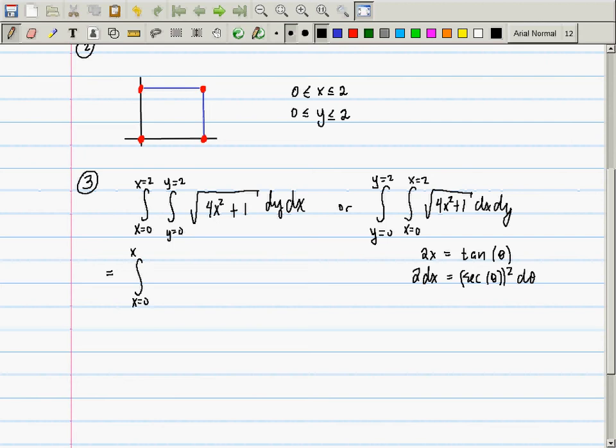So x is 0 to x is 2. So then my claim was that we should say that this is now the square root of 4x squared plus 1, y evaluated from y is 0 to y is 2, dx. So this becomes the integral from x is 0 to x is 2, the square root of 4x squared plus 1, and then multiplied by 2 dx. Yeah, so we're still going to have to do a trig substitution. Okay, so neither one of them is particularly nice.